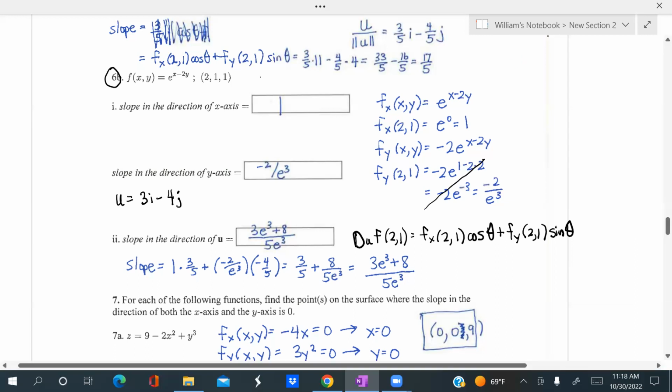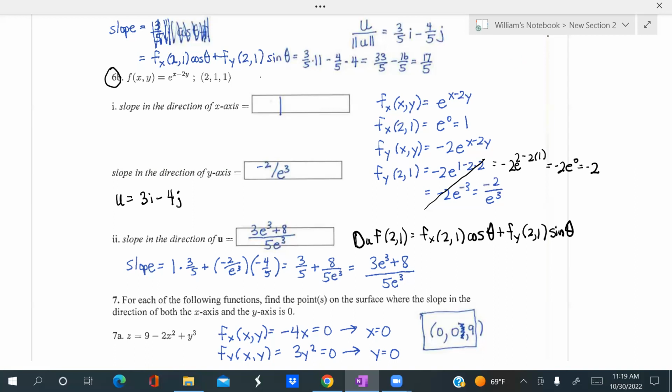Let's try this. So you get here minus 2 and then 2 minus 2 times 1, right? Again, like we got for the partial derivative with respect to x, right? Oops, this is minus 2 times e to this, right? So we get minus 2 times e to the 0th power, which is a little bit easier than what I had, right? This is just minus 2.